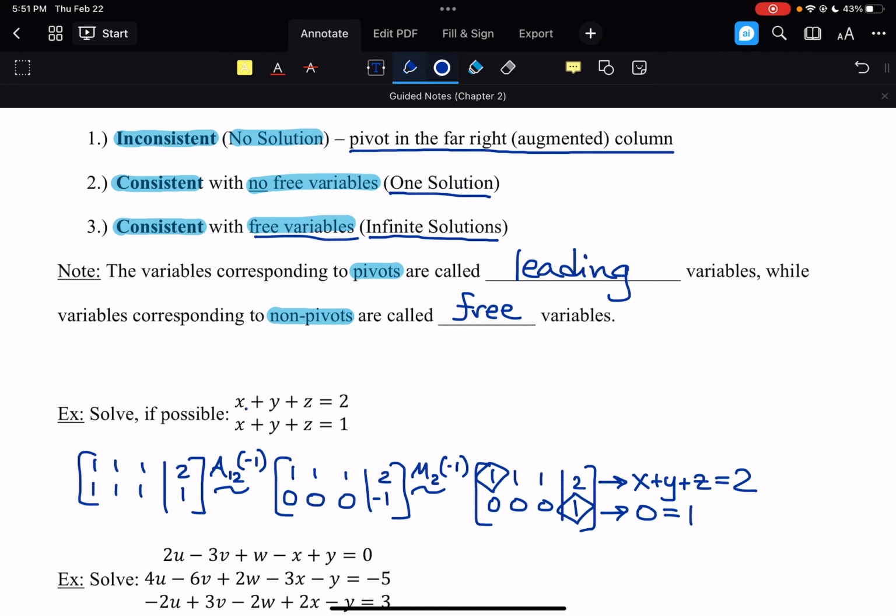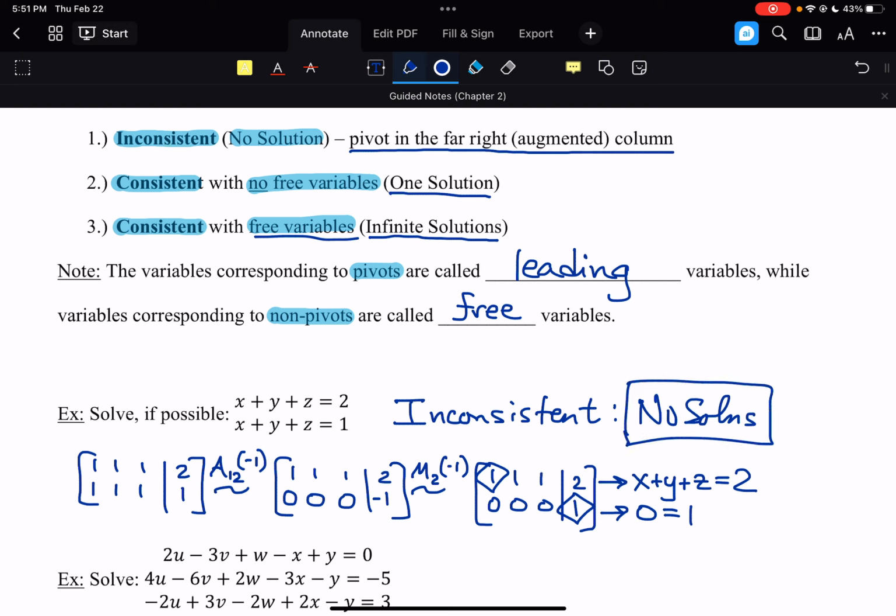I mean, and if you think about it, if you take three numbers that add up to 2, you cannot then take the exact same three numbers and then make them add to 1, right? So logically, hopefully this makes sense that we don't have any solutions to this. But this system is inconsistent. So we have no solutions. So this is what can happen when you have that pivot in the far right column, in that augmented column.